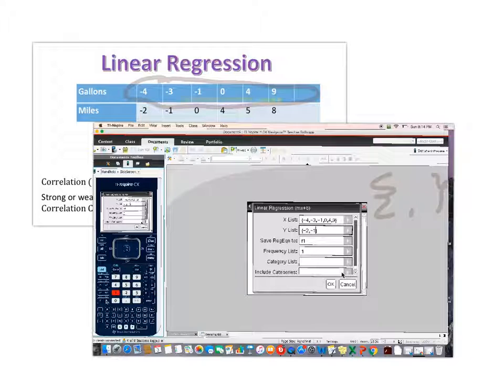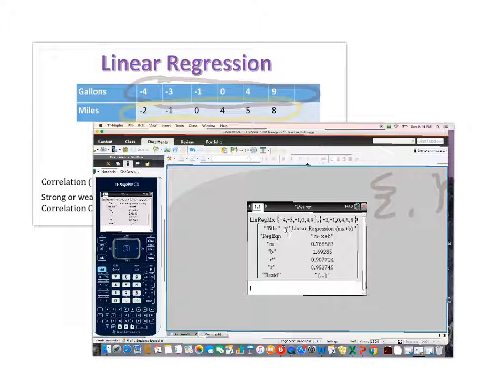So now I'm showing you that I am typing these numbers in at the bottom. Now I'm going to go to OK after I verify all my numbers. And now I'm going to look at what the calculator gives me. The only thing I care about is R. So in my case, R is 0.952745. Since it is a positive number, your correlation is going to be positive. Since it's bigger than 0.5, it's going to be strong. And that is it for linear correlation and linear regression.